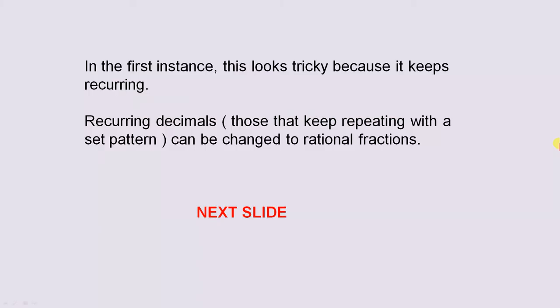In the first instance, this looks tricky because it keeps recurring. Recurring decimals, those that keep repeating with a set pattern, and the important thing here is the set pattern, can be changed to rational fractions. Let's have a look how we do it on the next slide.